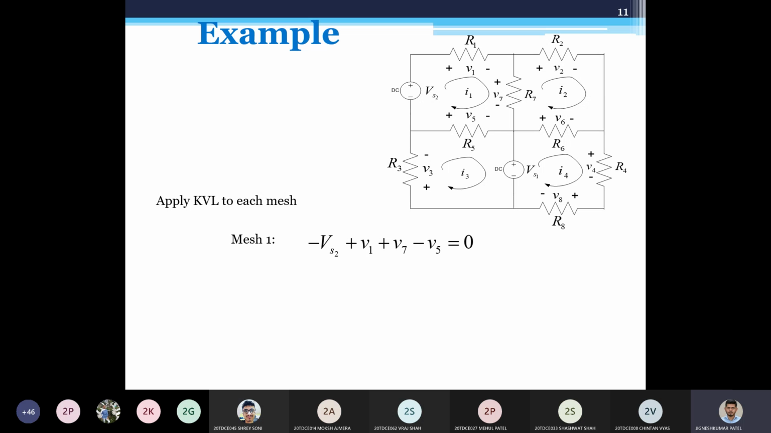See, there is a voltage source going in this. Here he has gone in the opposite direction, so he has taken minus Vs2. Then I am going from positive to negative, but opposite to the current direction. See, this is the current direction, and I am going in the opposite. So I will say plus V5. Again I am going in this direction, that is opposite to the current. So I will say plus V7.